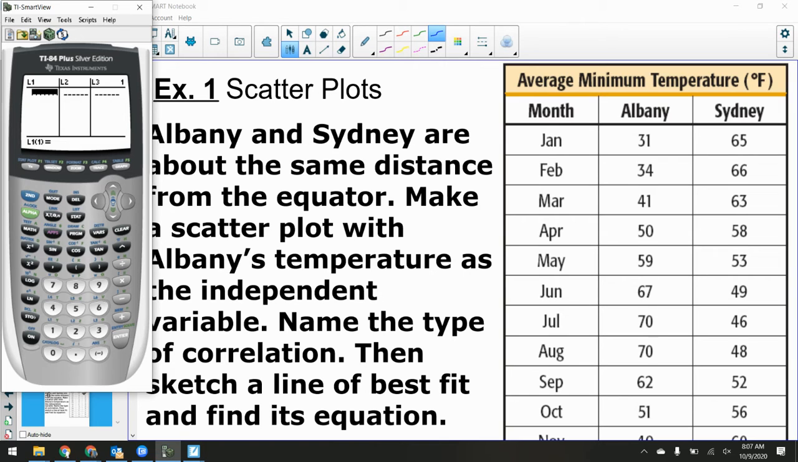All right, so now I'm ready to enter my data. Please, everybody, let's enter in what you see on your papers. Enter Albany as list 1 and Sydney as list 2. Everything must go in order. These are ordered pairs. 31 must be right next to 65 and so on. Everything must be in order exactly as you see it. I'm going to take a moment here and enter it in with my keypad.